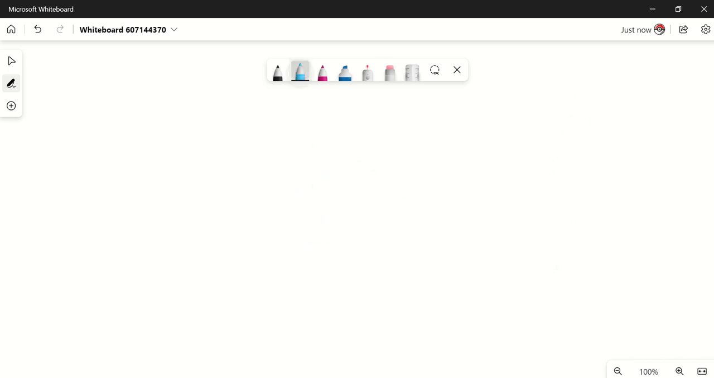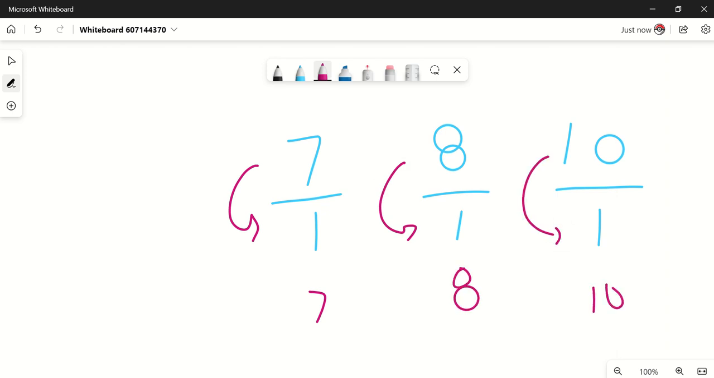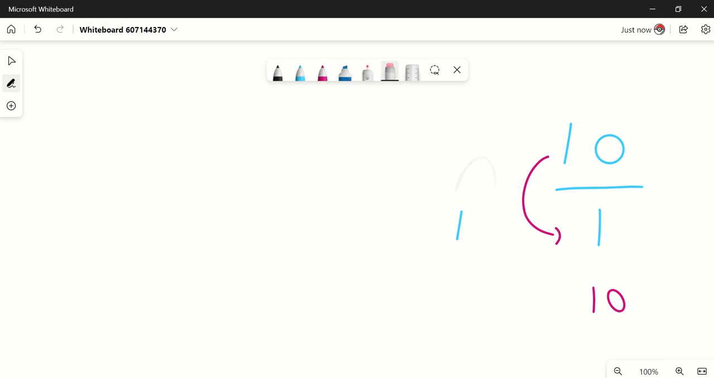So, anytime you want to make a whole number, whether it's 7, 8, 10, into a fraction, you need to throw it over 1. Because anything divided by 1 is just that number. 7 divided by 1 is 7. 8 divided by 1 is 8. 10 divided by 1 is 10. So that is your trick on how to make a whole number into a fraction. Just put it over 1.